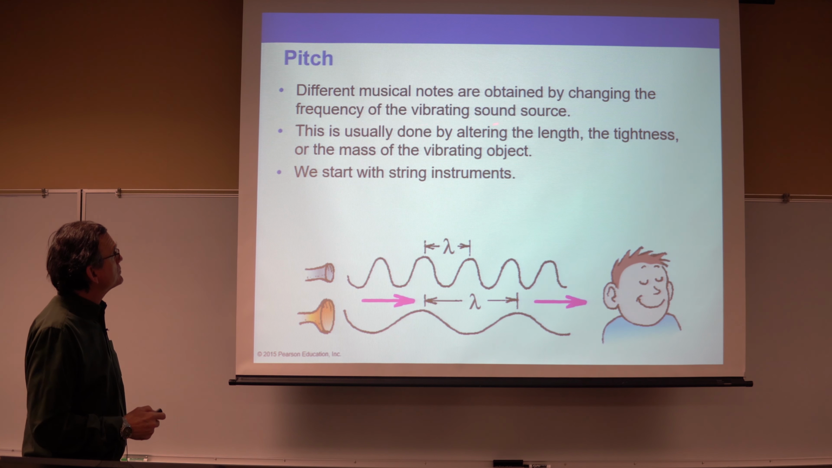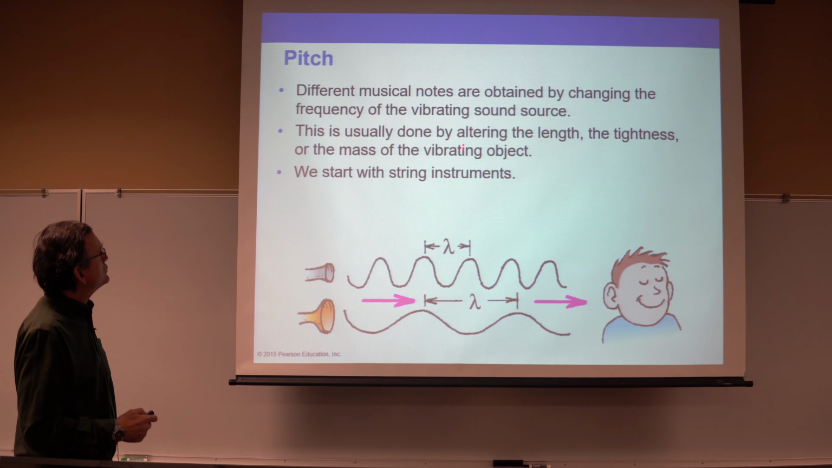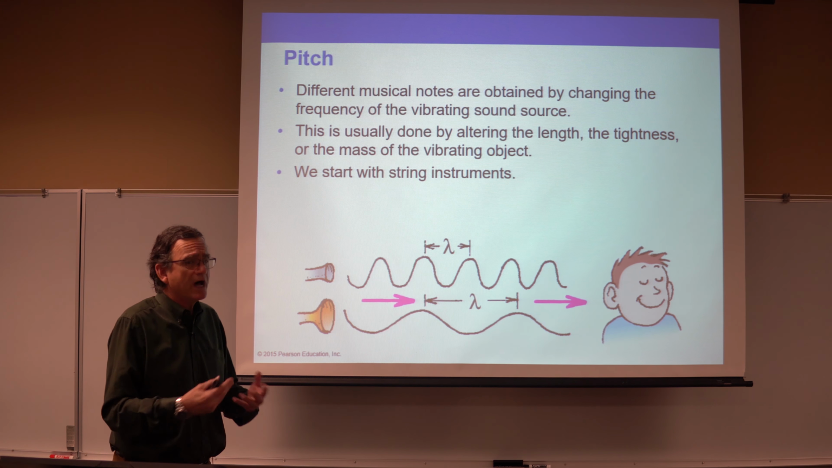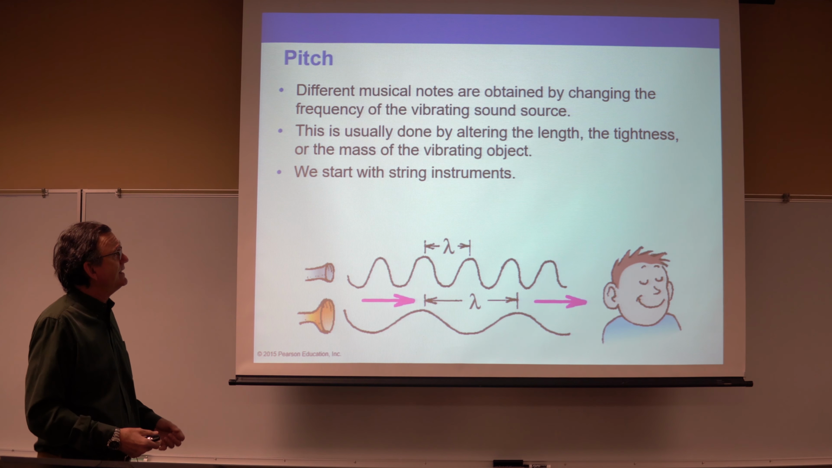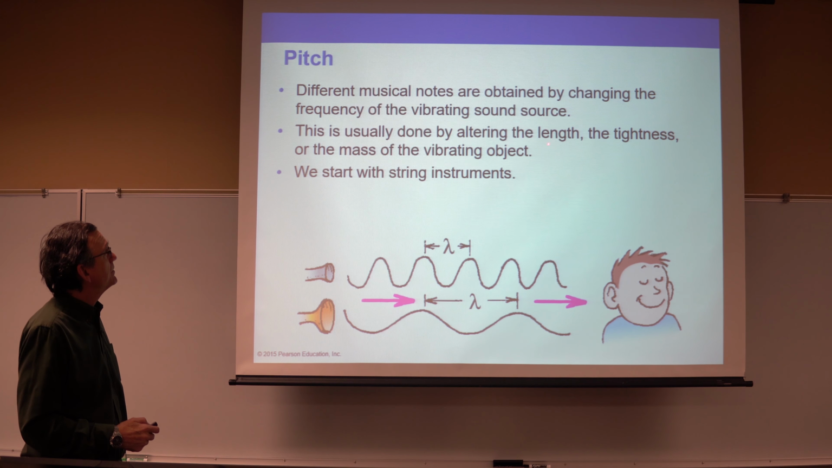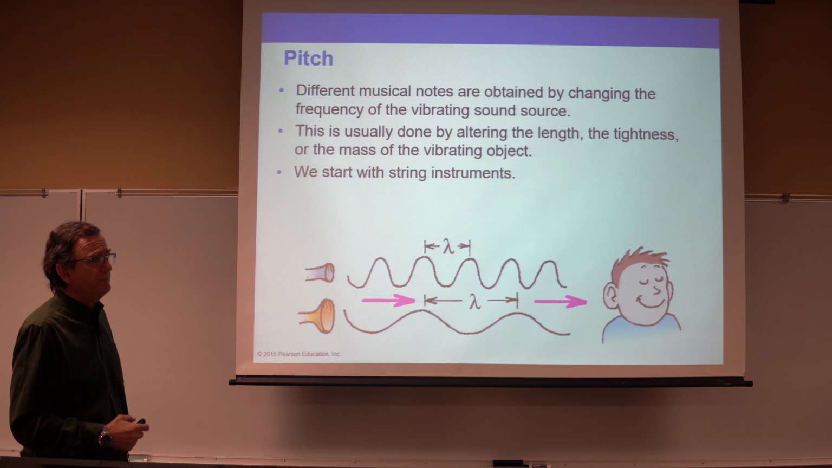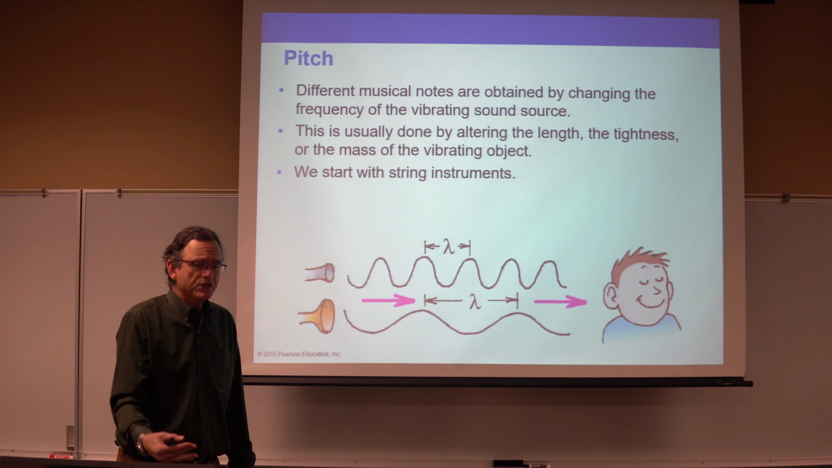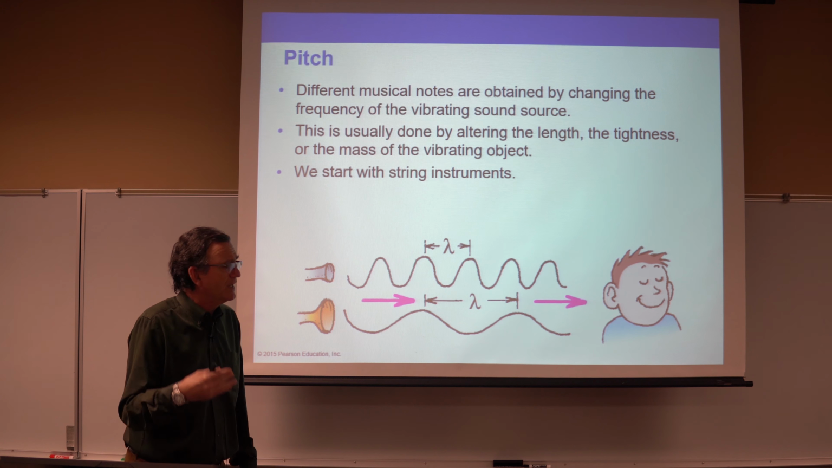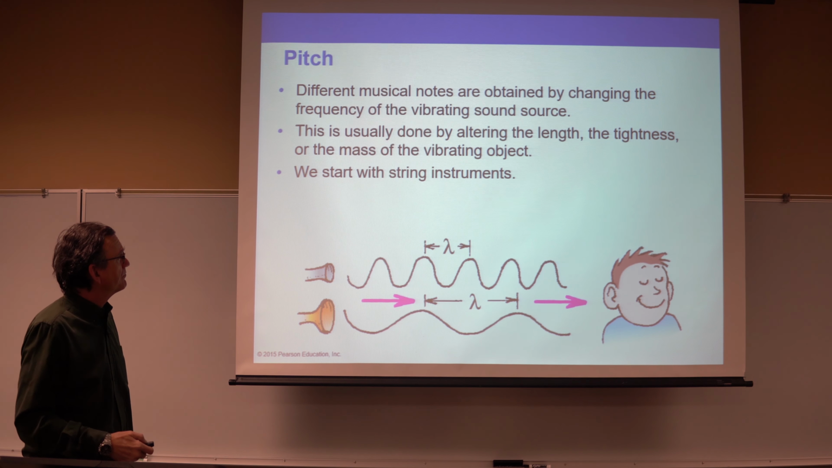So different musical instruments are obtained by changing the frequency of the vibrating sound source. And it's usually done by altering the length, the tightness, or the mass of the vibrating object, the most common one being the string. So if I tighten a string on a piano, on a guitar or a violin, I will get a higher pitch. An important thing to note here is that pitch in a physics sense is really talking about frequency. What is the frequency of the vibration that is reaching your eardrum?